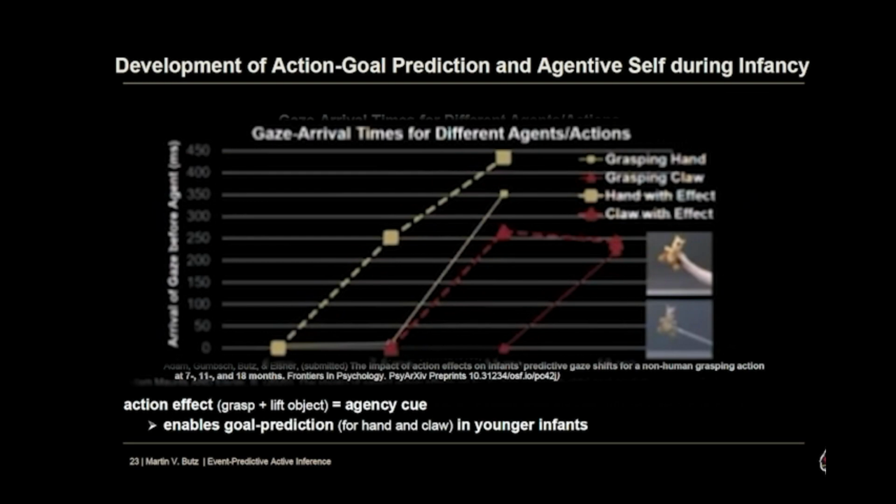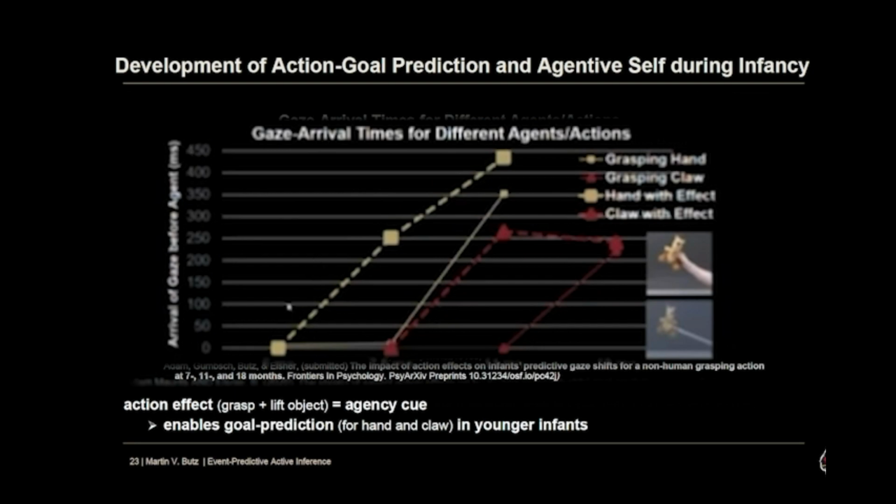And lo and behold, we have simulated this with the model that I briefly explained to you with the event-predictive components. We have essentially simulated a developmental pathway that you can observe in infants. This is work by Maurits Adam and Birgit Elsner, and this one is also already published in the Frontiers journal.